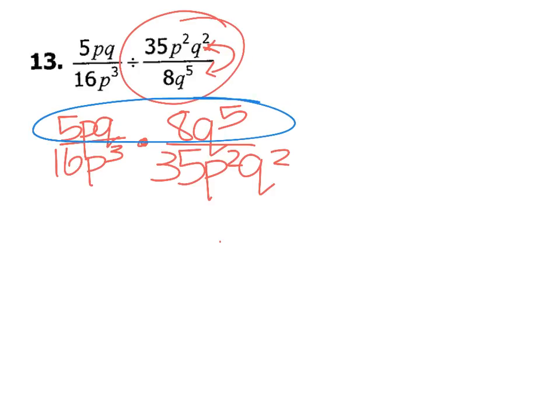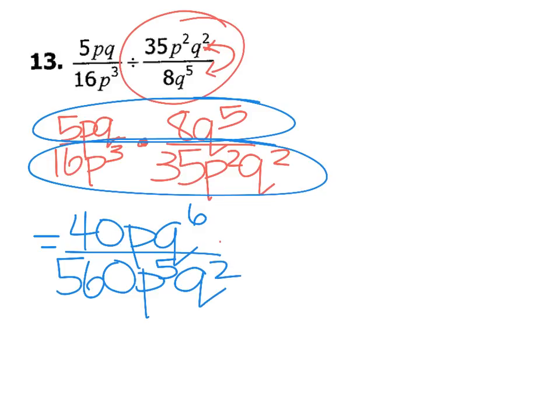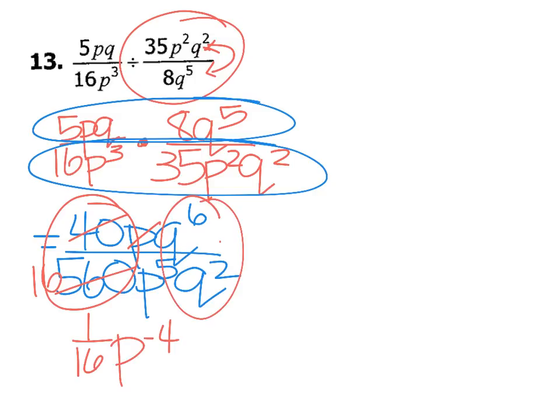Multiply the top together. So we get 40p q to the 6th over, multiply the bottom together. We get 560 p to the 5th and q squared. Okay? Now what we can do is simplify. So we can simplify first the 40 divided by 560. 40 will cancel out. You're left with 16 on the bottom if we divide the top and the bottom by 40. All right. Then p, we've got 1p on top, 5 p's on the bottom, so we get 1 over 16, p to the negative 4, and then our q's we get q to the 4th.